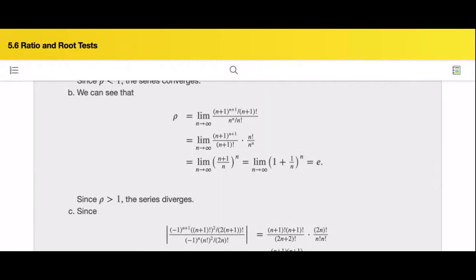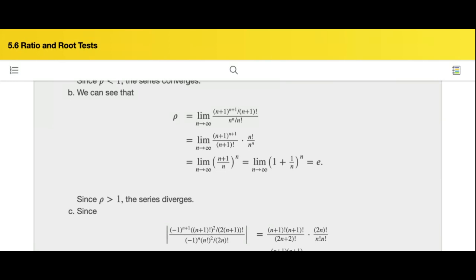So for b, the n plus 1 term is n plus 1 raised to n plus 1 divided by n plus 1 factorial. The nth term is n raised to n divided by n factorial. Now we just do the calculation. So n plus 1 raised to n plus 1 divided by n plus 1 factorial, multiplied by n factorial divided by n raised to n. Okay, all right. So n factorial divided by n plus 1 factorial is 1 over n plus 1.